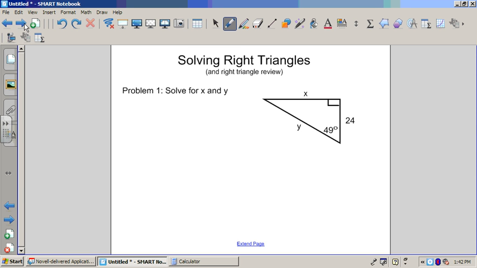I want you to try some on your own. I'm going to have you pause the video, and then I'm going to explain the answers when you get through. So go ahead and pause the video to solve for x and y.